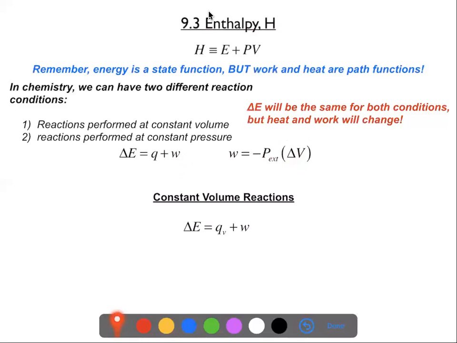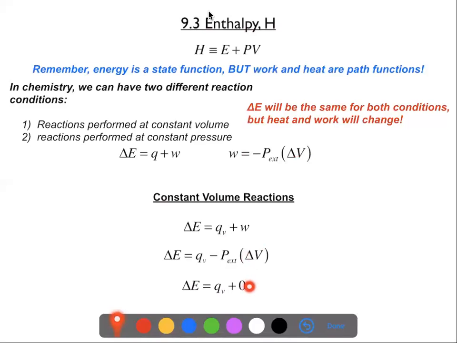So if we think about that for a second, and we consider the situation where we run a reaction at constant volume, well, delta E is equal to the heat produced, where the subscript V tells us it's at constant volume, plus any work. So delta E equals Q plus W. But if we substitute in our work expression, negative P delta V, delta E is now equal to Q sub V minus P delta V. But we know delta V is 0 because we're at constant volume, so there's no change in volume. What that means is, at constant volume conditions, no work can be done.